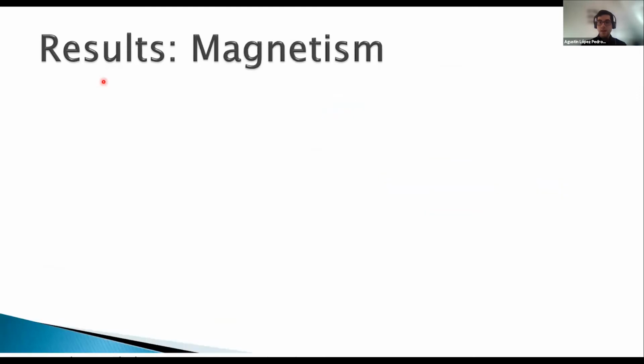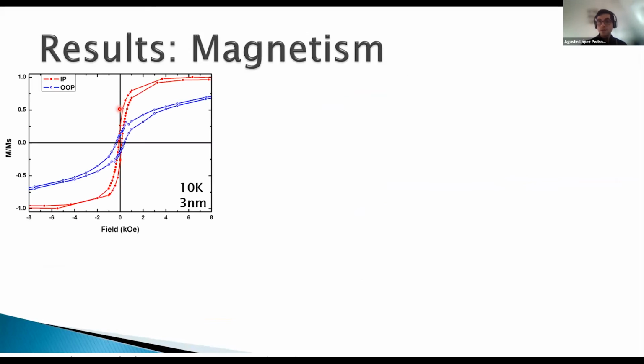So if we move on and analyze what happened with the magnetism of the sample, in order to do this, we perform magnetization loops at low temperature for all the samples. This is in particular the result for the 3 nanometer sample at 10 Kelvin. From this result, we were able to determine that we have an easy plane in the plane of the sample. And also we analyze what happened with the saturation magnetization for the different thicknesses at the same temperature.